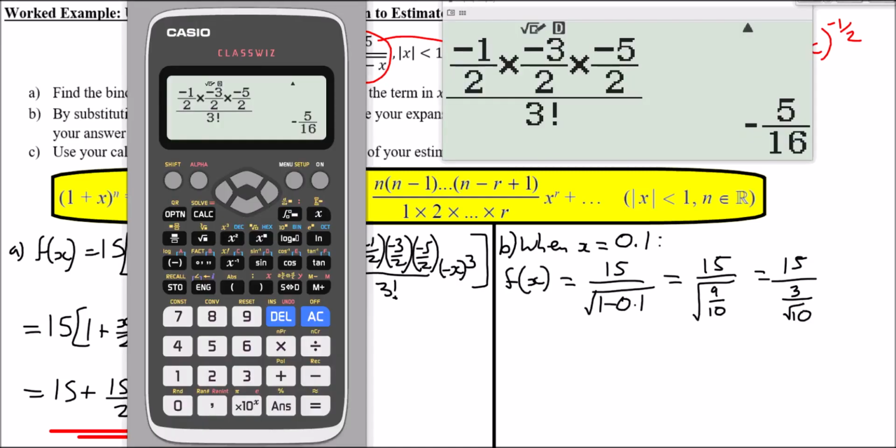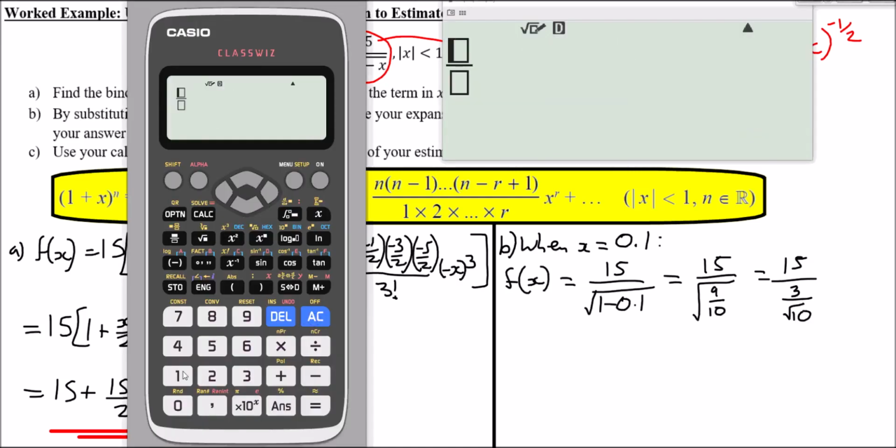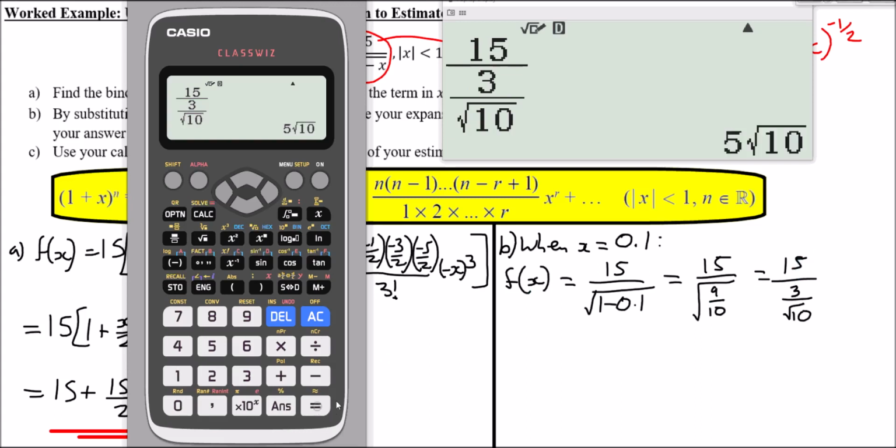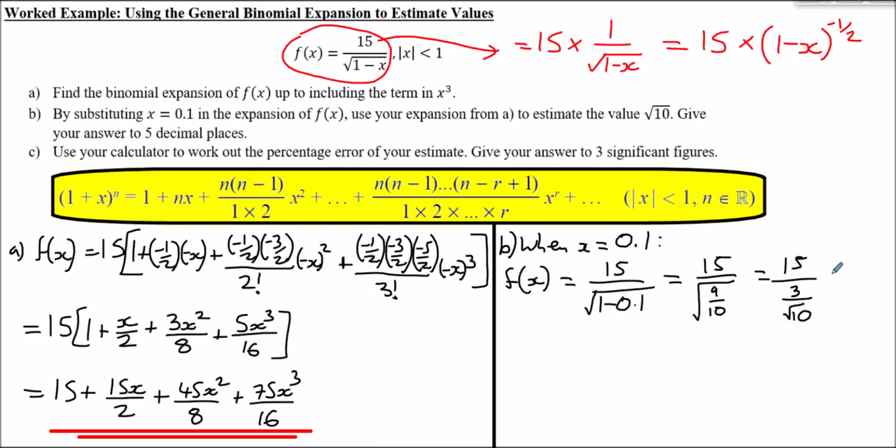And if you're not sure, try on a calculator. We've got 15. I divide that by the fraction 3 over the square root of 10. This root 10 will pop to the front, so it's going to be 15 divided by 3. It's going to be 5 lots of root 10. So f of x, when x is 0.1, would give us an answer of 5 root 10.